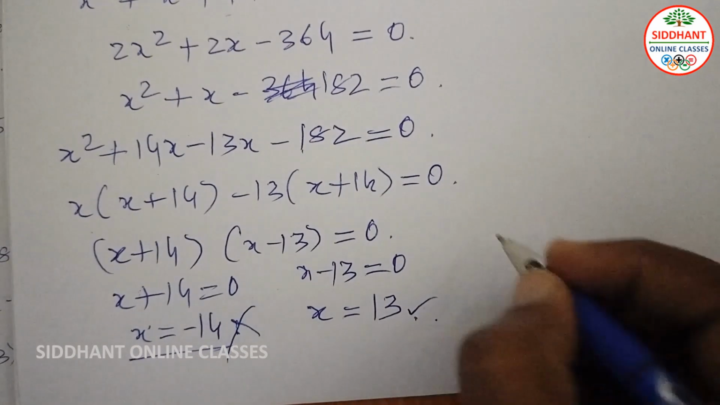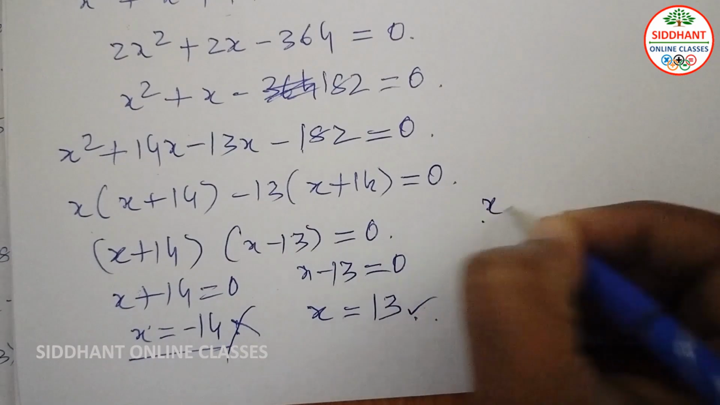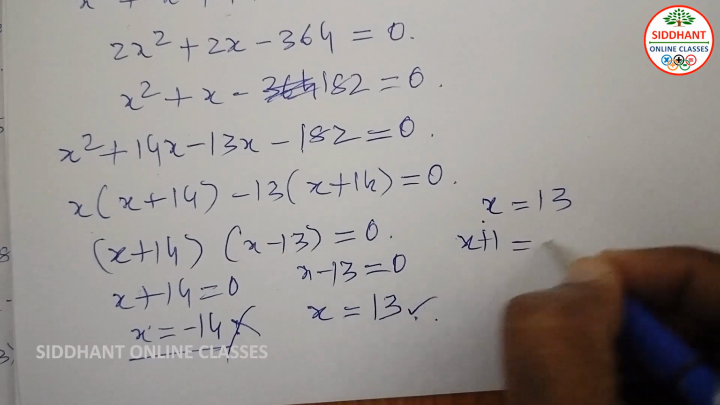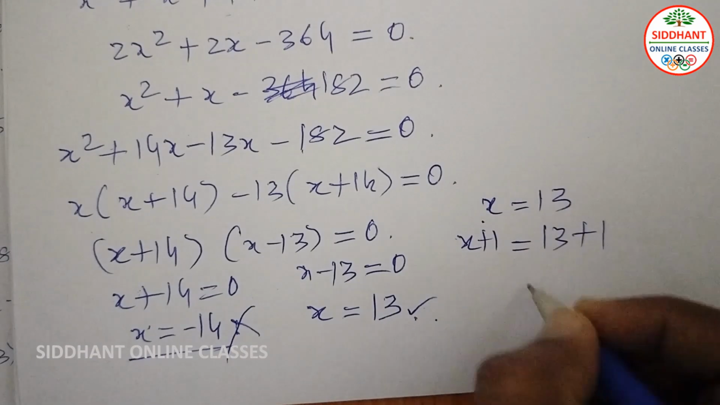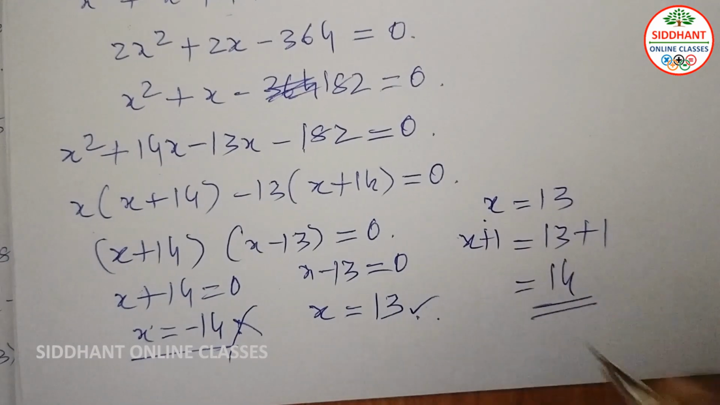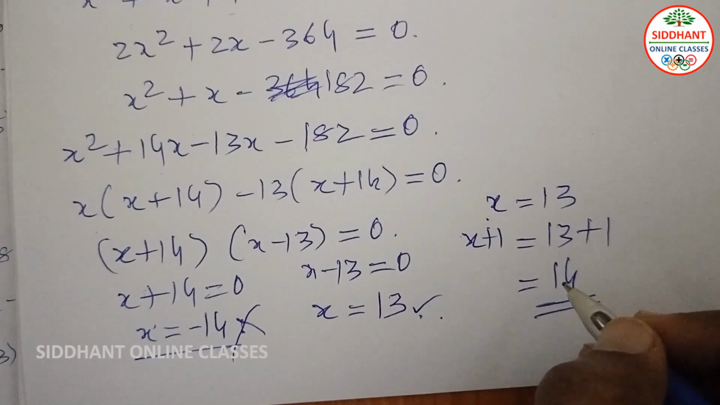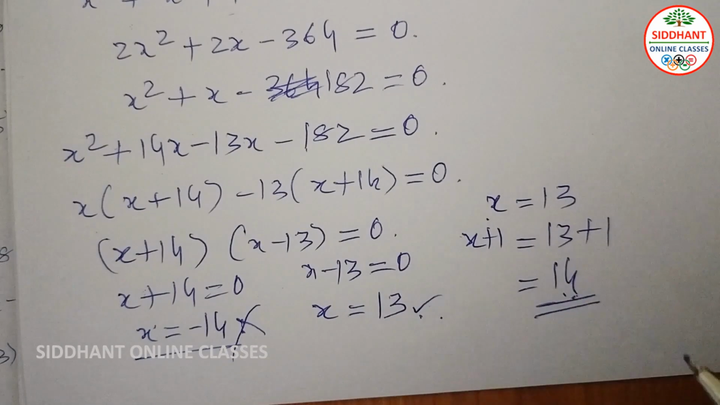So one number is x, the other number is x plus 1, that means 13 plus 1, which is 14 here. So 13 and 14 are the two consecutive positive integers here.